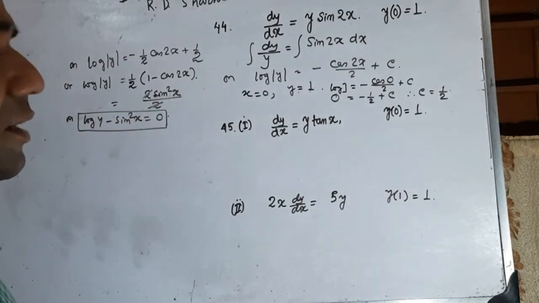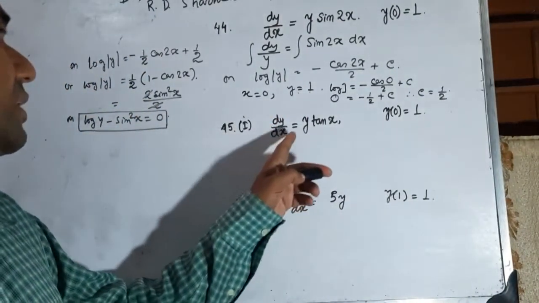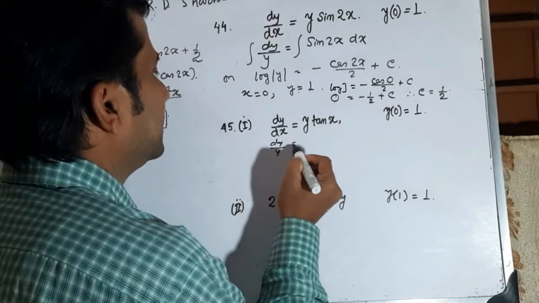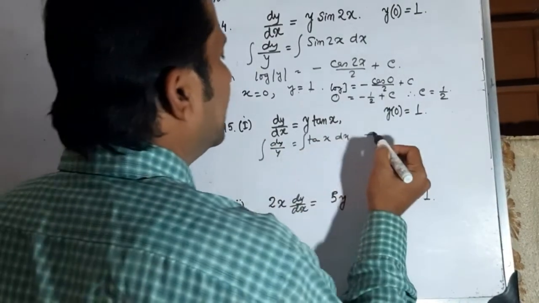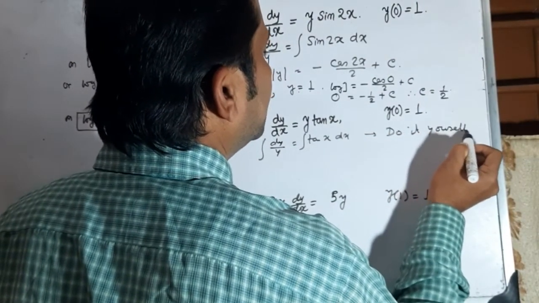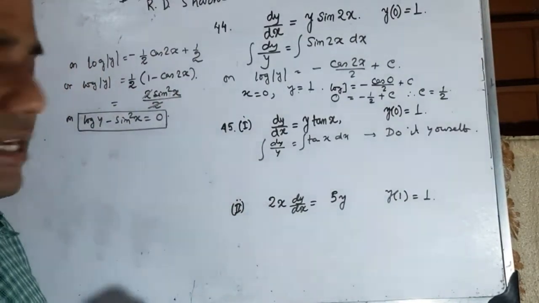Next, 45. dy dx is equal to y tan x. That means dy by y is equal to tan x dx. Do it yourself, and this is also a homework for you. Again, it is also a very easy sum.